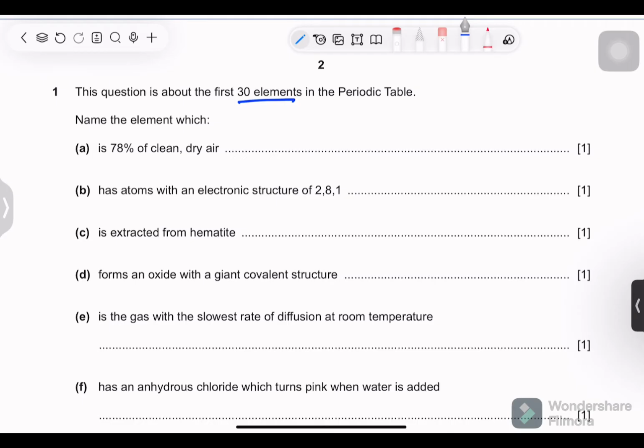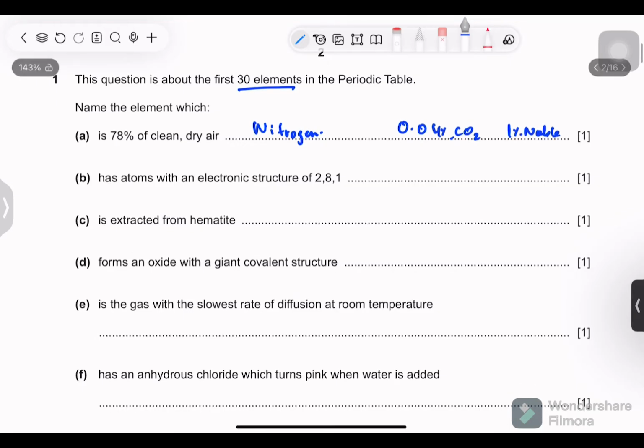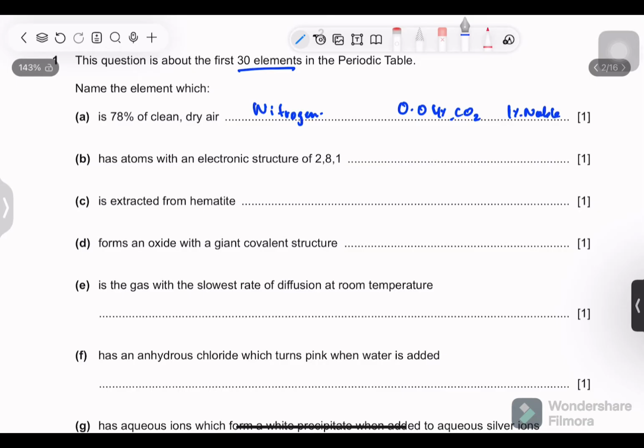So this is factual information. You just have to remember this. Nitrogen consists of 78%. The air consists of 78% nitrogen, 0.04% carbon dioxide, 1% noble gases, and the remaining oxygen. So, sorry, 21% oxygen.